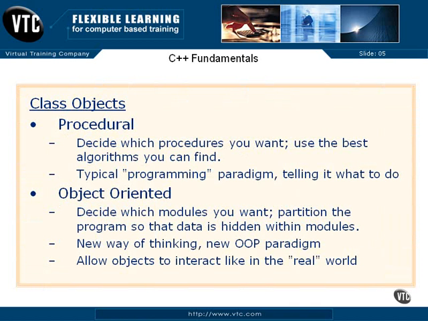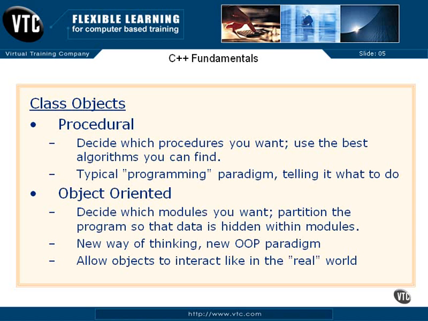So here in the procedural world, you would decide which procedures you want and then get the best algorithms that you can find. And that's normally what we have been doing for many, many years in programming. You would decide top down, step 1, step 2, step 3, what do I need to do to perform a particular task? And that's a procedure. You have a process that you go through, or a procedure, one thing after the other. And that's essentially what we've been doing all these years. And we tell the computer what to do first and second and third and so on.